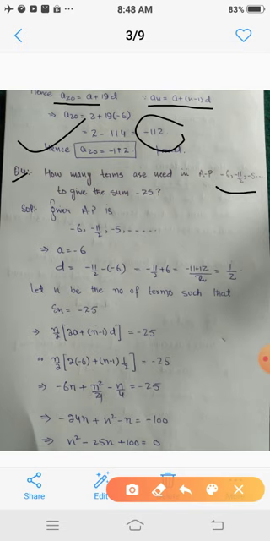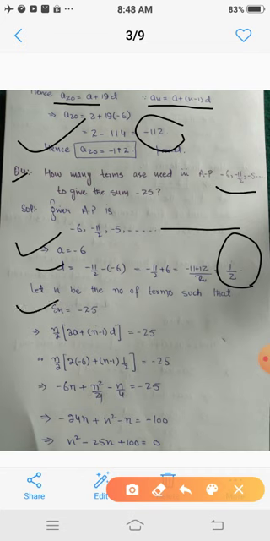The given AP is minus 6, minus 11/2, minus 5, and so on, which implies that the first term A is minus 6. Now the common difference D, because this is an AP, means the difference is the same throughout. Hence the difference equals second term minus first term, that is minus 11 upon 2 minus (minus 6), that is 1/2 after simplifying. Let n be the number of terms such that the sum of these n terms is minus 25. We know that here we have A and we have D.